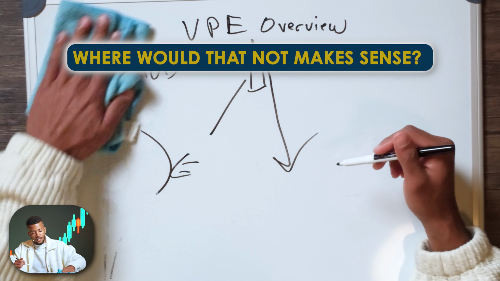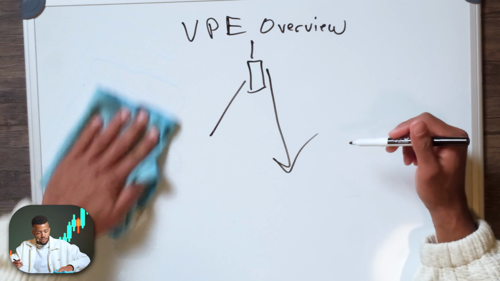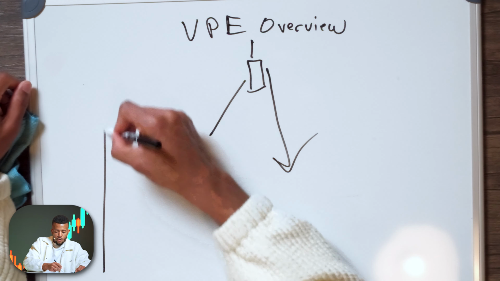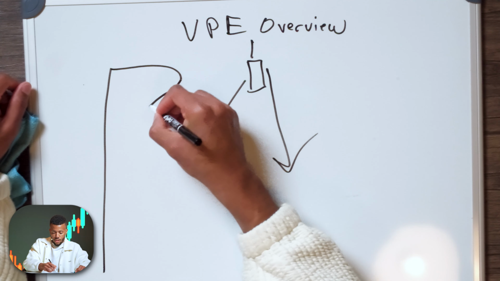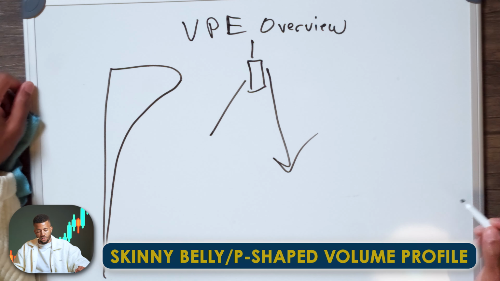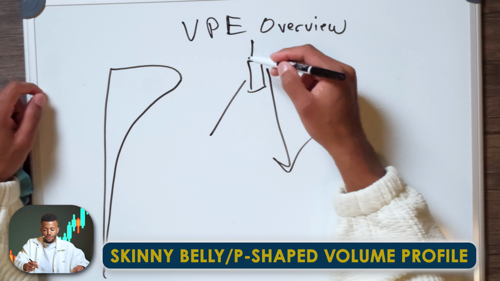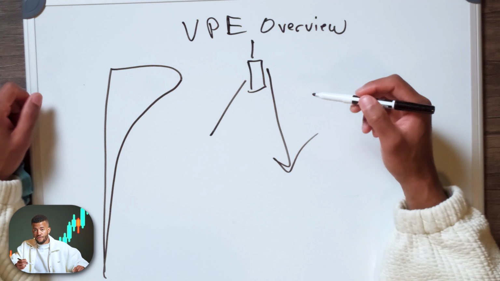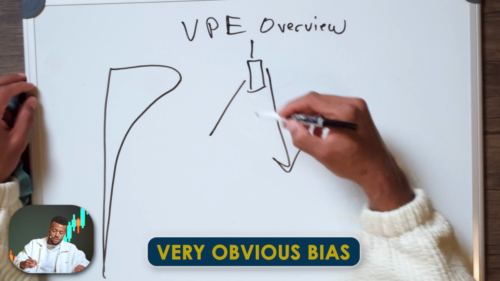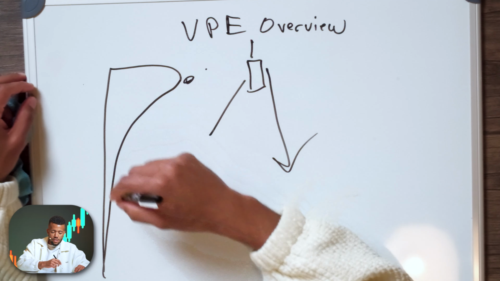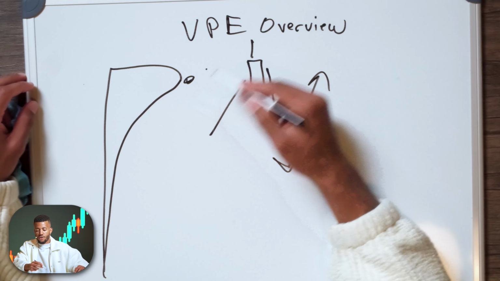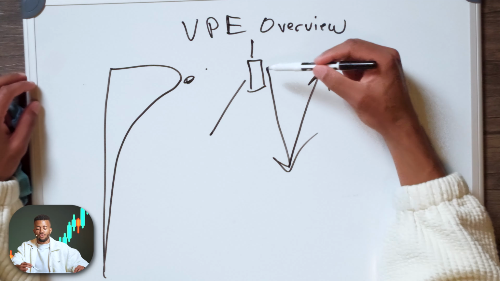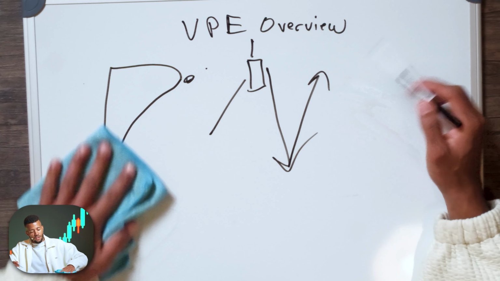Where would that not make sense? Well, if instead of a D shape, we have a volume profile that looks like this, which we call skinny belly, a P-shaped volume profile, the market moves up higher. You need to be cautious of this because there's a very obvious bias up at these prices. This is a bullish close, so the market's very likely going to move back up, and you don't want to necessarily short into that.